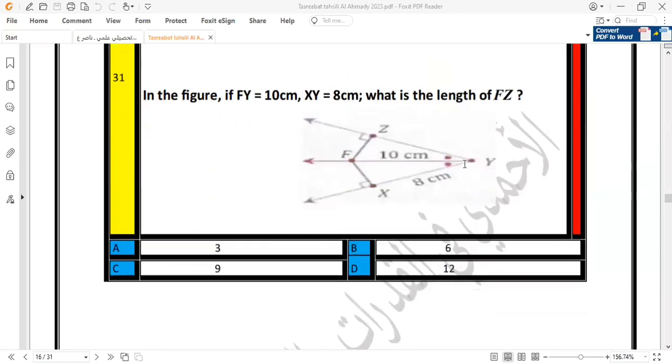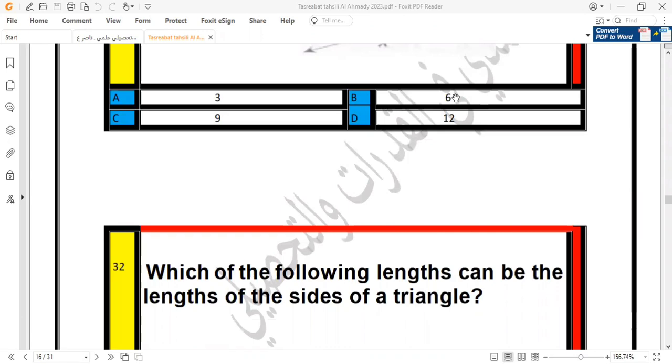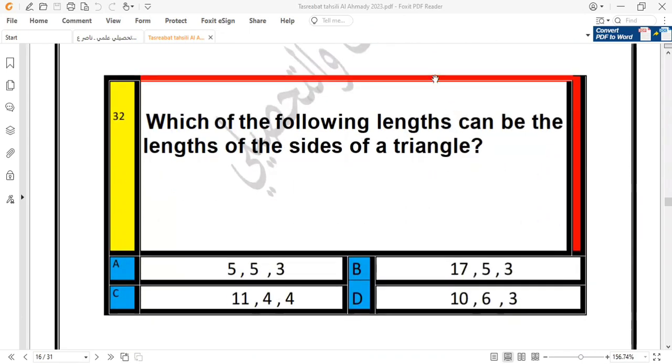So in a point, this ray is equidistant from the two sides of this triangle. Which of the following lengths can be the length of the side of the triangle? Okay. Inequality in triangle. The sum of any two sides must be greater than or equal to the third side.